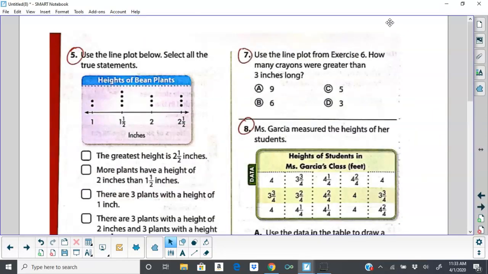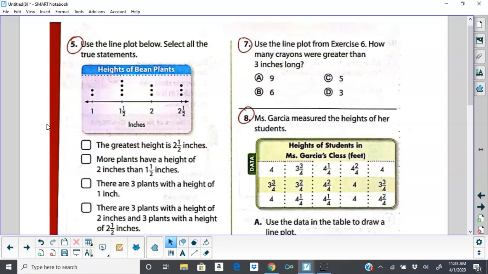All right, number 5. Use the line plot below. Select all the true statements. Okay, so we have heights of bean plants. It's in inches. I look at those dots. They represent the bean plants that measured that tall. Okay, the greatest height is 2.5 inches. If that's true, fill in the square. More plants have a height of 2 inches than 1.5 inches. If that's true, fill in the square.